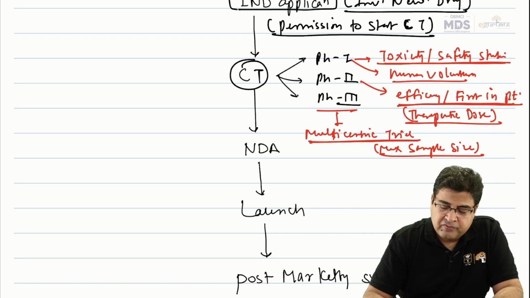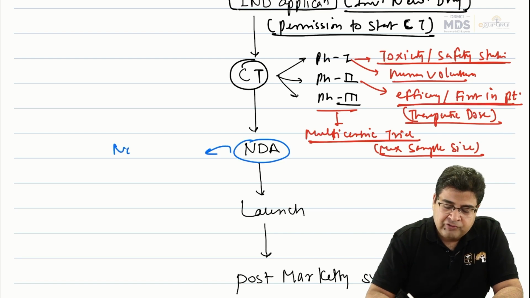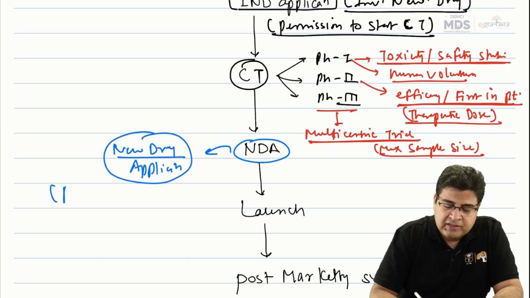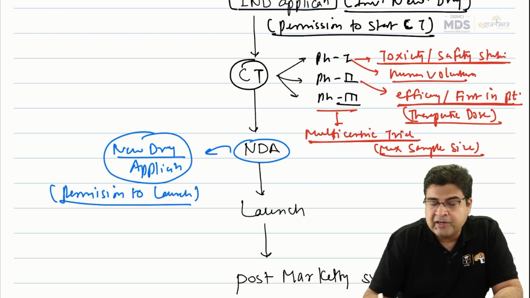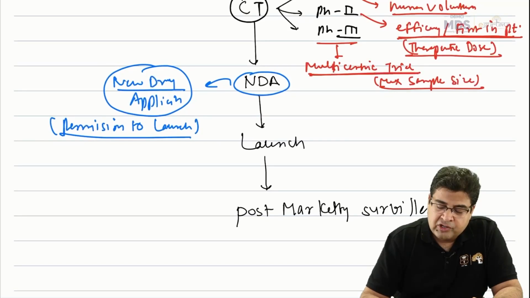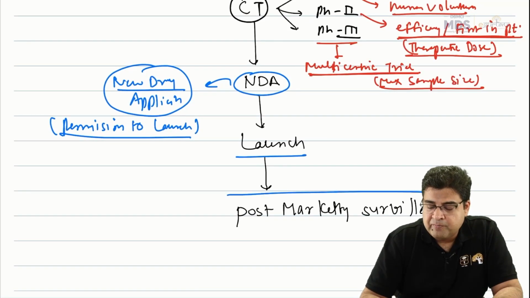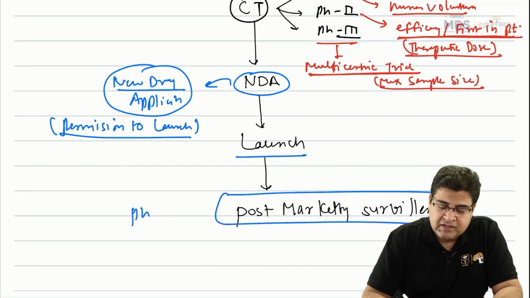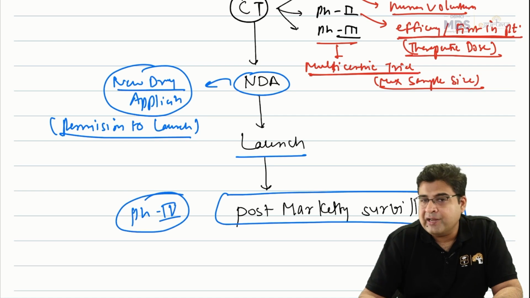Now, after the success of phase 3, the company will write one more application to the government. We call it new drug application. In this new drug application, the company will seek the permission to launch the drug in the market, and once the company gets permission, the drug is launched. Now, after the drug is launched in the market, the company will start the post-marketing surveillance, that is also known as phase 4 clinical trial.